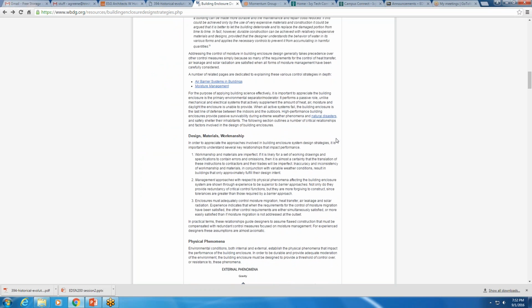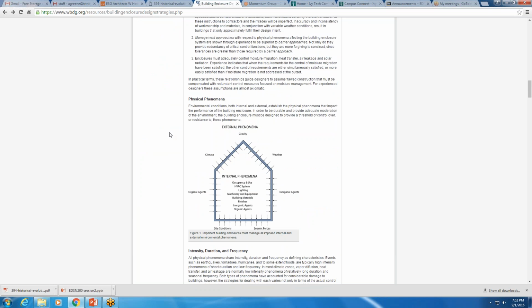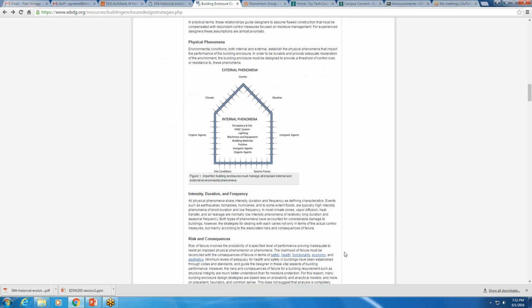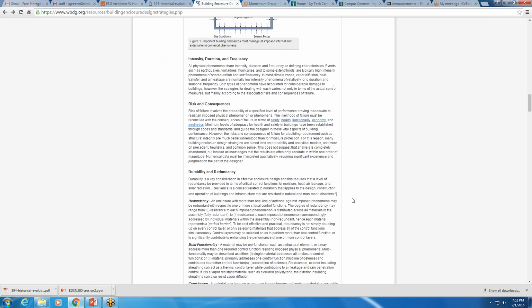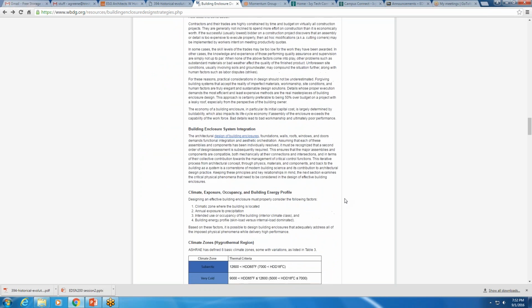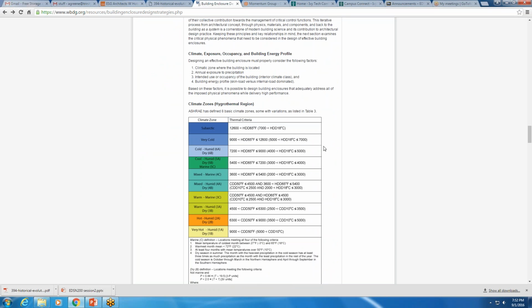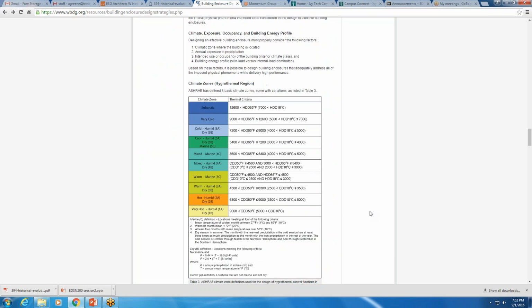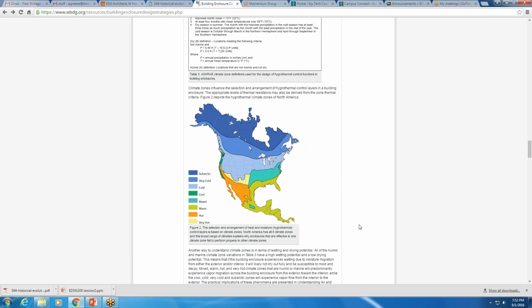So then I found it was interesting. Here you can see the physical phenomenon diagram that I showed earlier, and it has a better description. If we had more time, I'd read it for you. But it broke down the climate zones of some of our regions. Now the book said that Indiana was not considered cold.